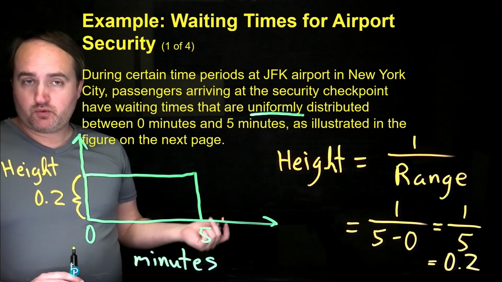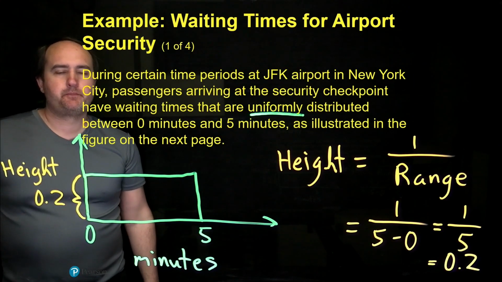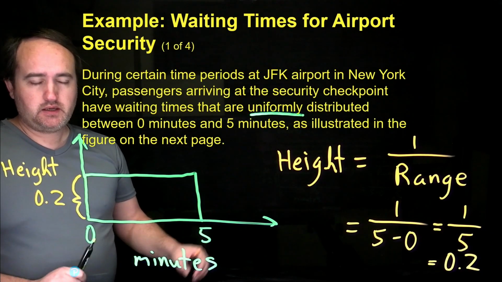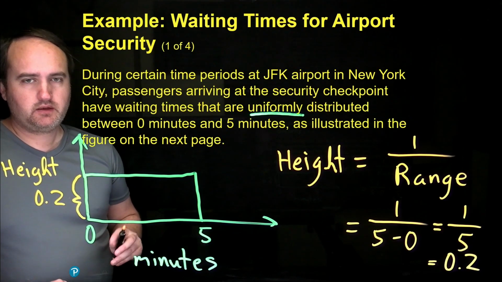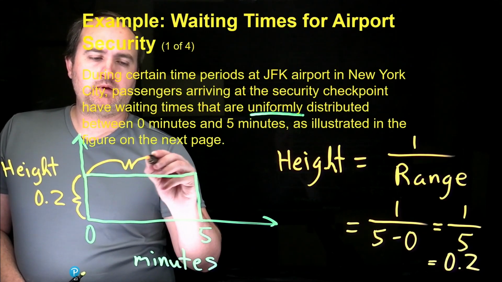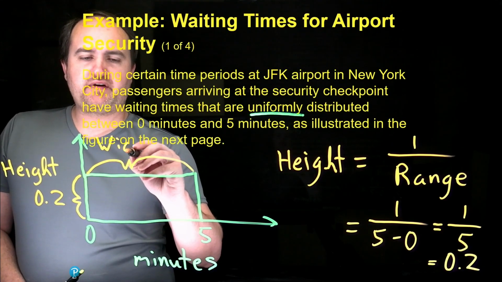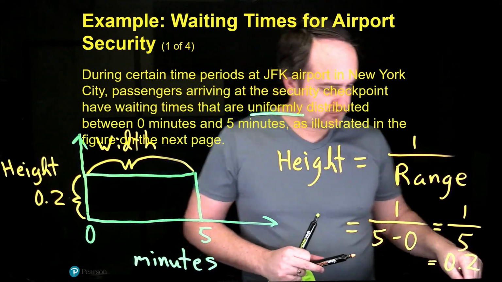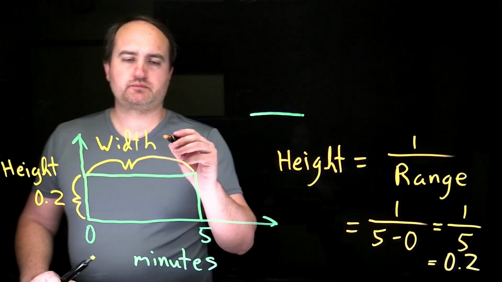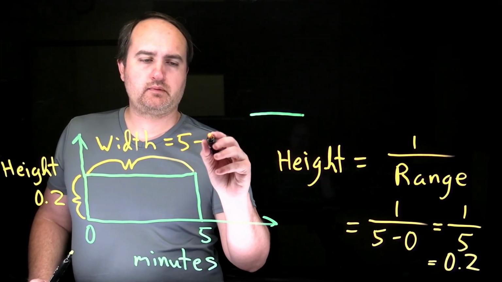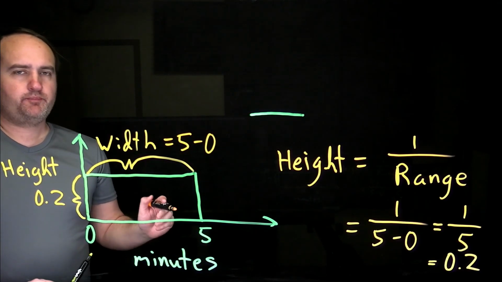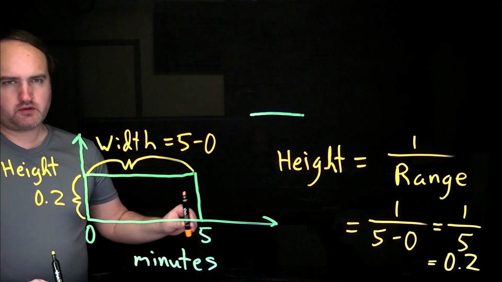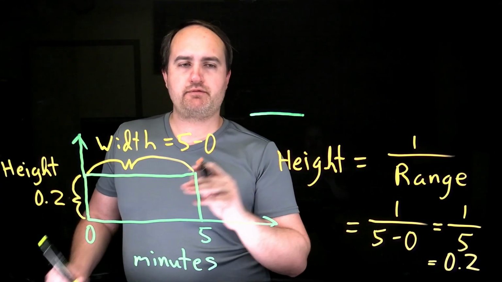And then how do we find the width of the rectangle? They haven't asked us to find it, but as you might have guessed, you just subtract. The width of this whole rectangle is going to be 5 minus 0. So this entire width here is 5 minus 0, which is 5. Width is basically the same as the range, the maximum minus the minimum. So the whole width of the rectangle would be 5 minus 0, which is 5.